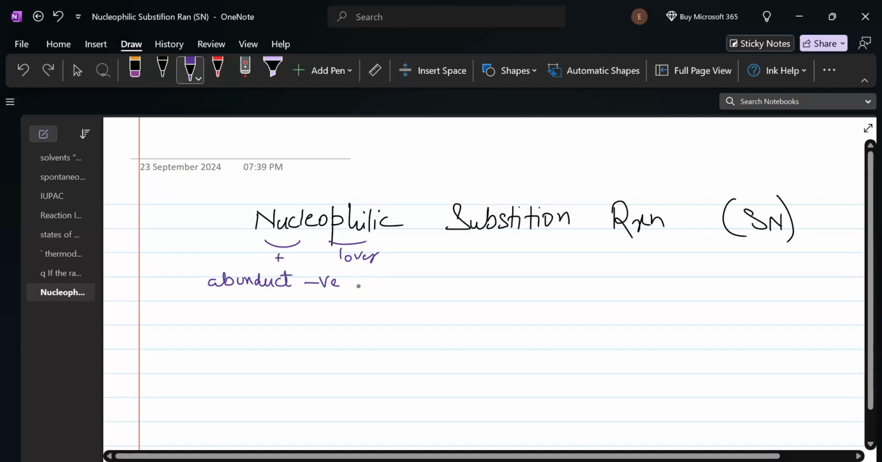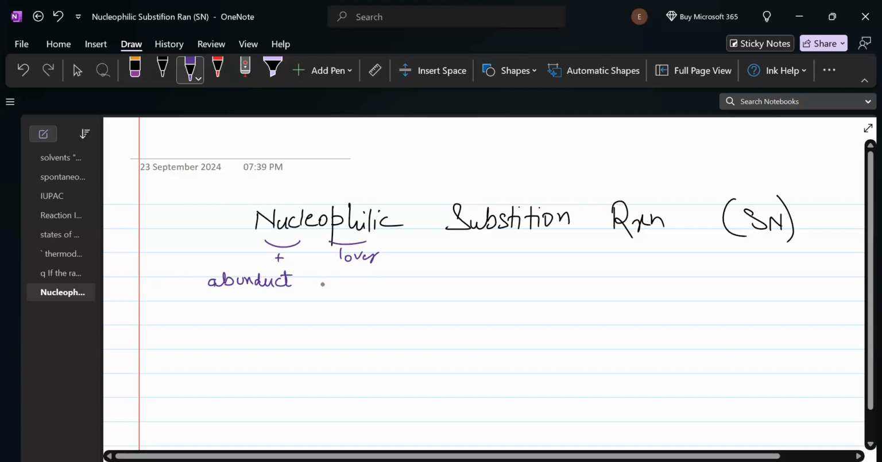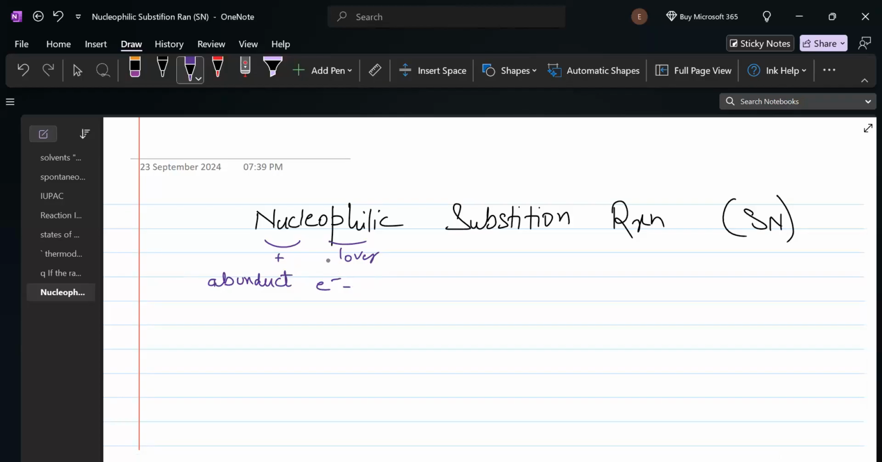You can say negative charge, but the more appropriate is abundant electrons. Since they have abundant electrons, they want to attack a positive thing, right? Because neutral species are always stable. So since they have abundant electrons, they want to neutralize it, so they will attract positive things. Yes, sir. So that is why this is called nucleophilic. And there is substitution, which we will see in 5 to 10 minutes.